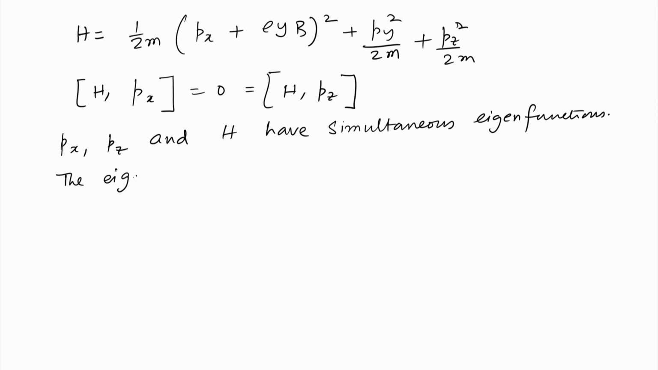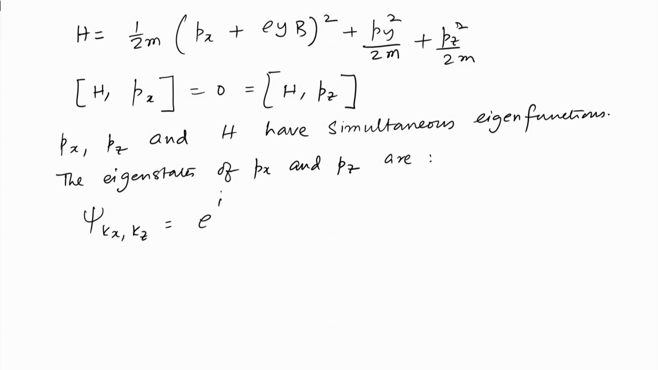The eigenstates of P x and P z are psi of k x, k z. So, those are free particle states in those directions. Sorry, y is not there. There is a variable y in the equation.